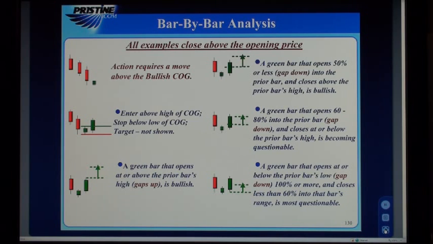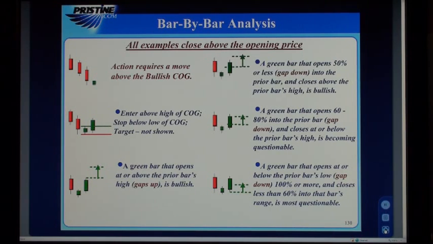On the upper right, we have a green bar that opens 50% or less, in other words, a gap down into the prior bar, and closes above the prior bar's high. Again, this is a bullish pattern suggesting that prices are going to move higher. While the gap down gave us some concerns, the move above the prior bar's high and close above the opening price was bullish.